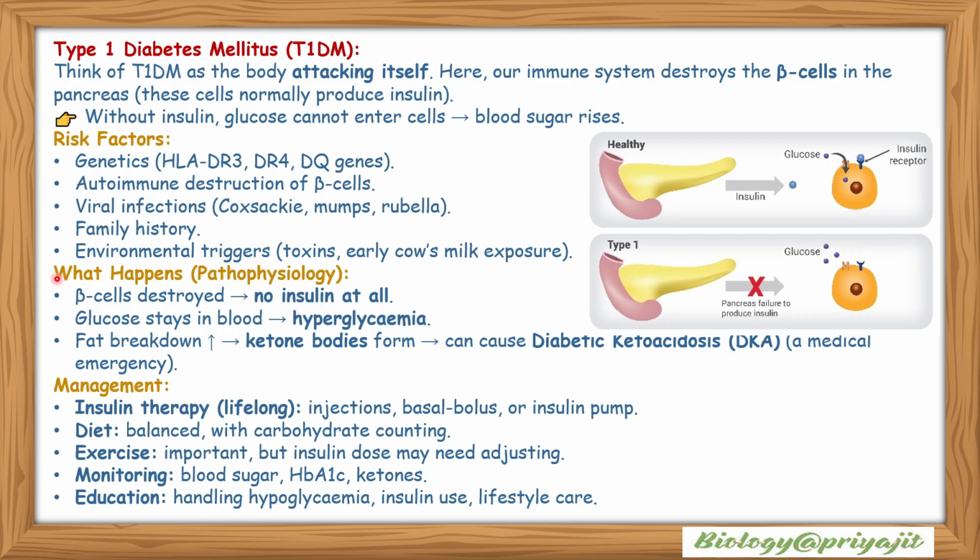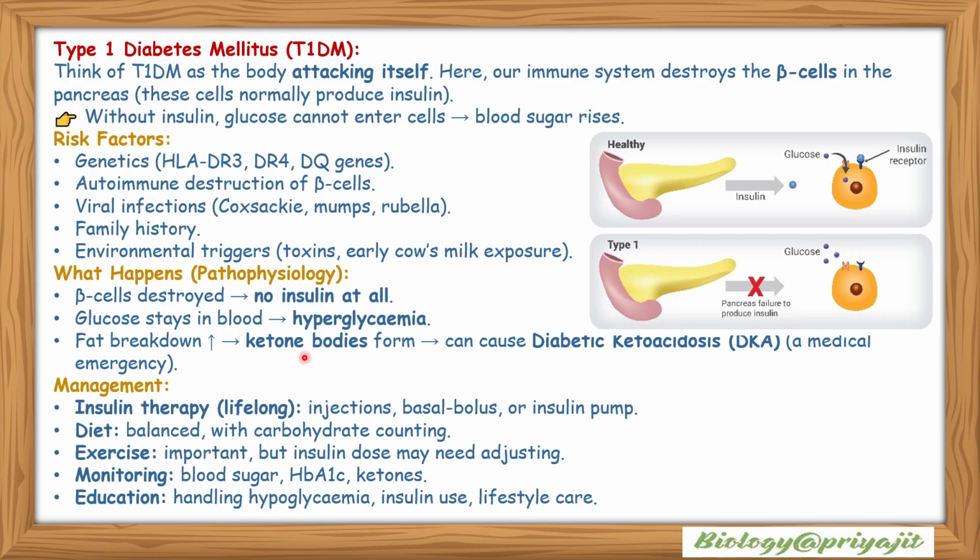What is the pathophysiology of type 1 diabetes mellitus? Beta cells are destroyed, so no insulin is produced at all. Glucose stays in the blood, which causes hyperglycemia. When fat breakdown increases, ketone bodies form, and it can cause diabetic ketoacidosis or DKA, a medical emergency.